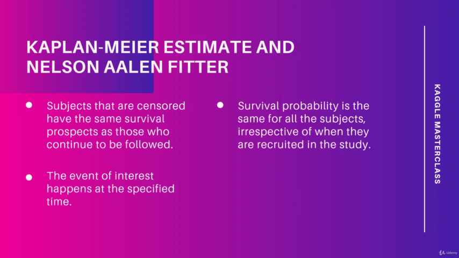This is because the event can happen between 2 examinations. The estimated survival time can be more accurately measured if the examination happens frequently. That is, if the time gap between the examinations is very small.